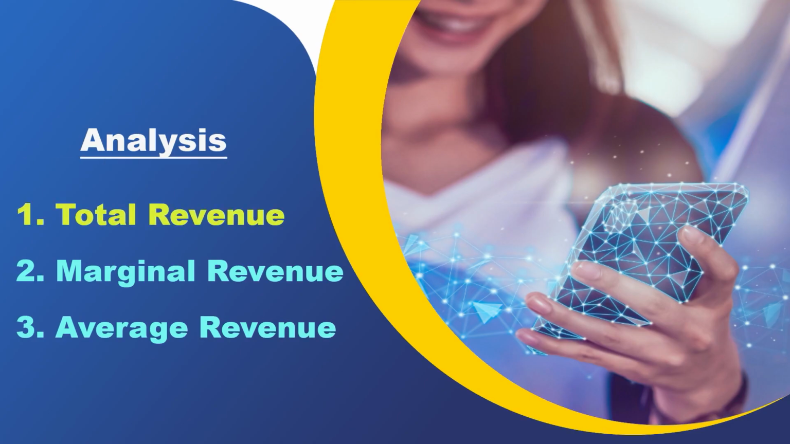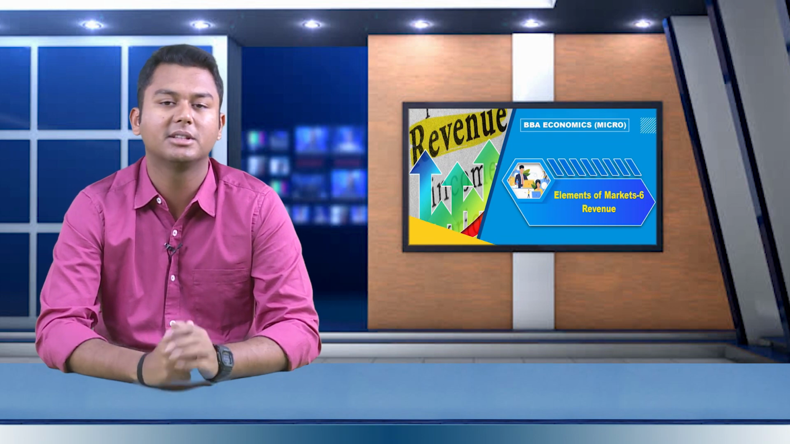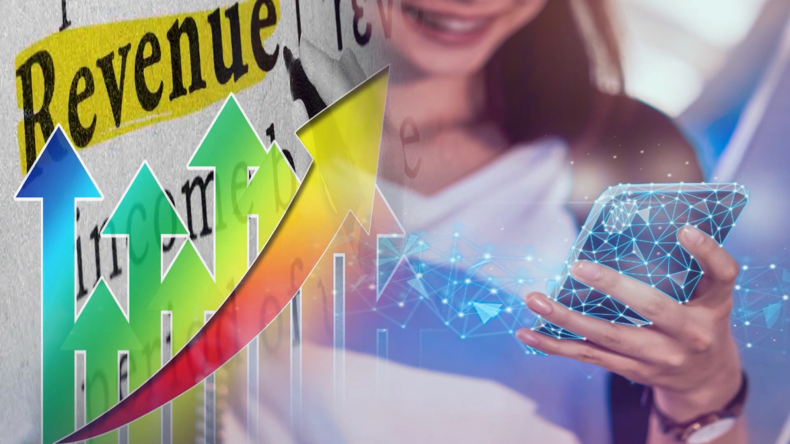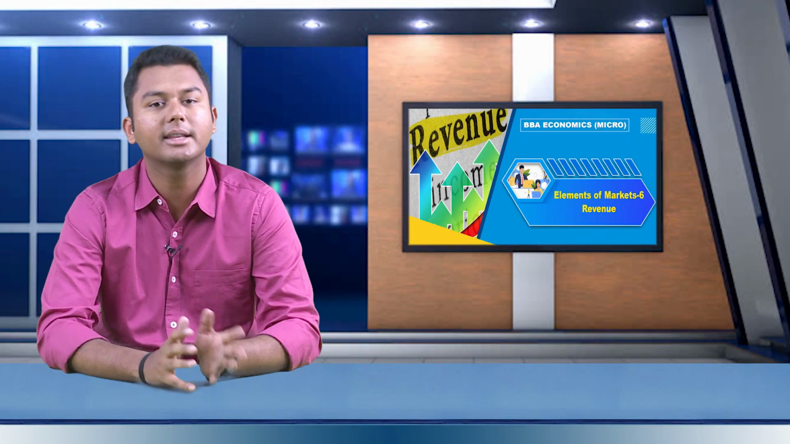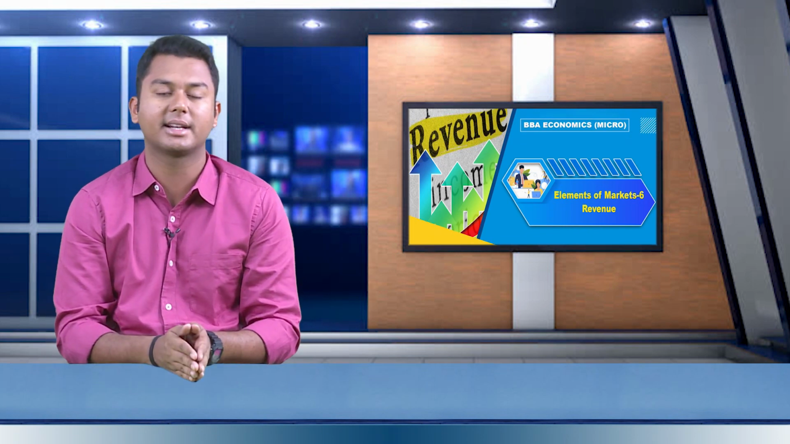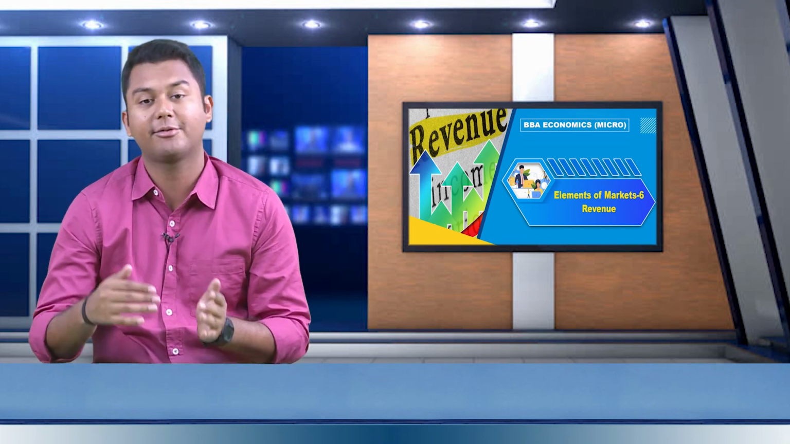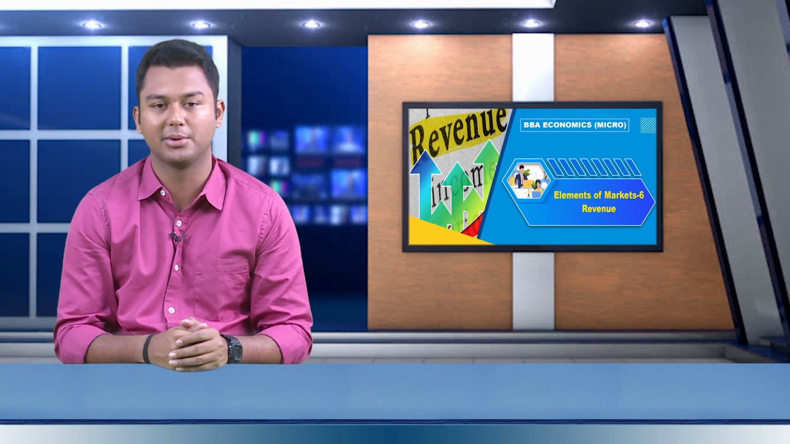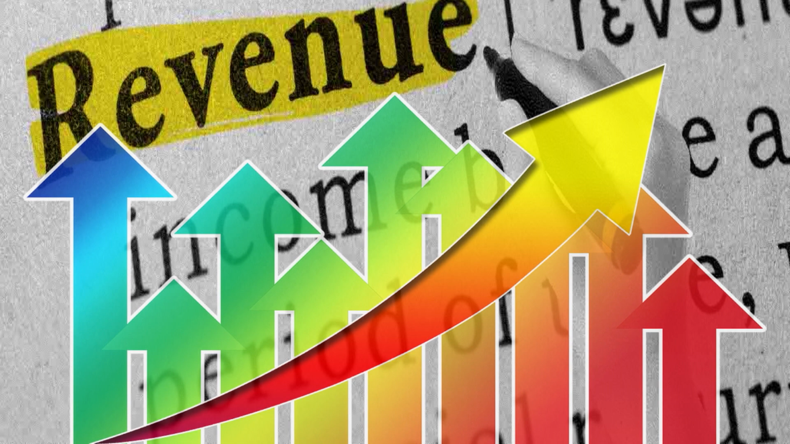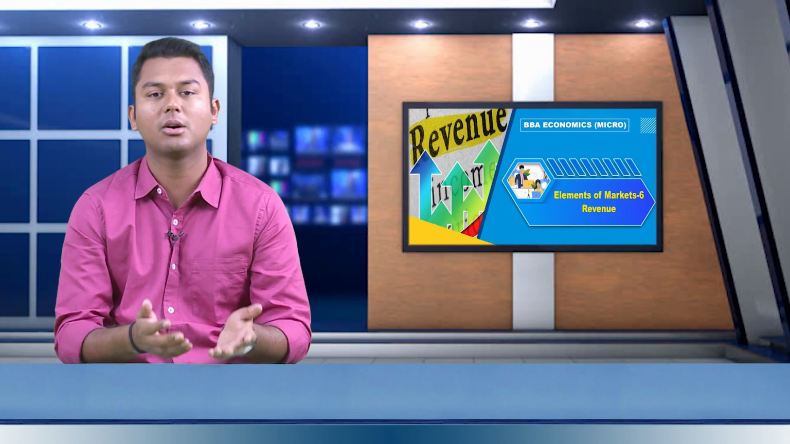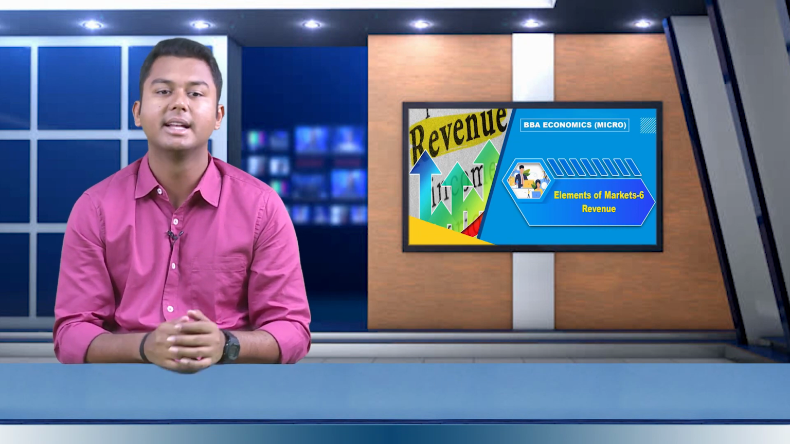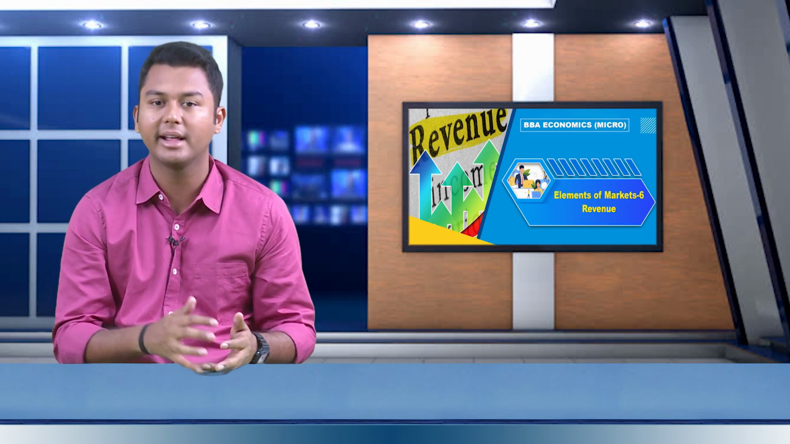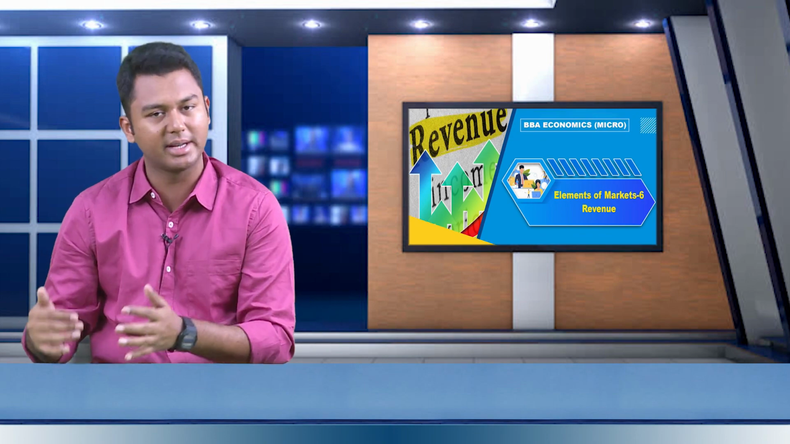First is total revenue analysis. XYZ Electronics observed that as they sold more units of their new smartphone, the total revenue increased accordingly. However, they also noticed that the rate of increase in total revenue began to slow down after a certain point. This is because to sell more units, they had to lower the price per unit, which affected the overall revenue growth. The analysis of total revenue helped the company to understand the overall financial performance from their sales and identify a point where revenue growth started to diminish.